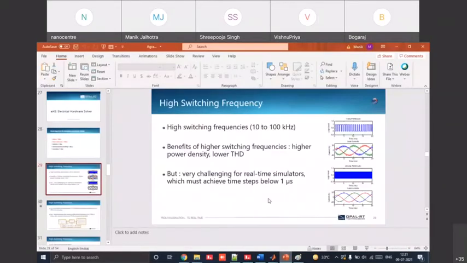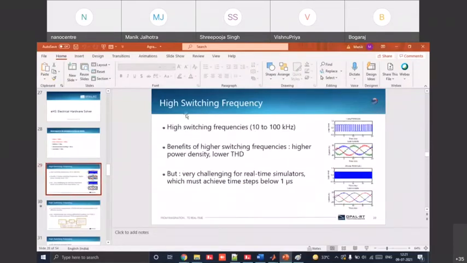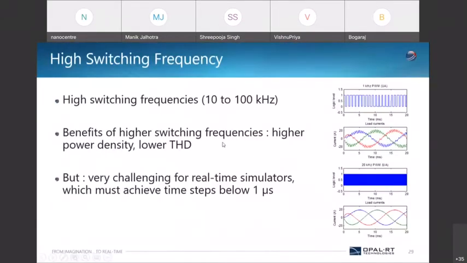Coming back to the topic of EHS, what we have already seen is that we want to work at very high switching frequencies. So we know that the switching frequency should be high. But the question which again arises is whether the processors in the real-time simulator will be able to simulate our model at such high switching frequencies. So this actually creates a very challenging problem.